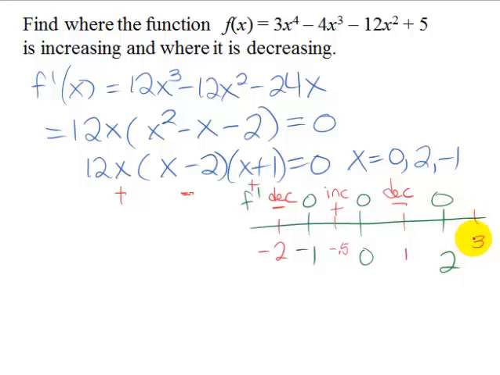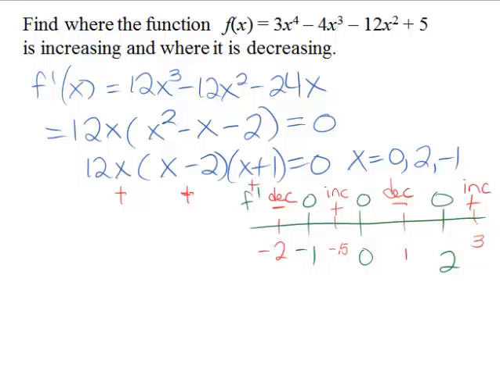And then try putting in a 3. A 3 is positive. 3 minus 2, that's positive. This 3 plus 1 is positive. Everything positive is positive. It will be increasing on the interval from 2 to infinity.